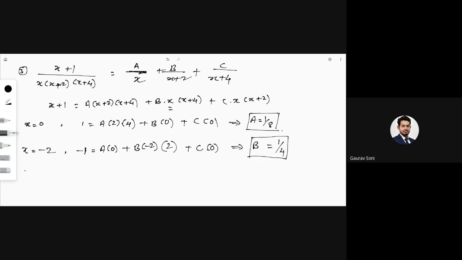The third one, I will have to put x is equal to -4. So -4 plus 1 is -3, which is equal to a into 0 plus b into 0 plus c into -4 plus 2, which is -2. So this gives me c is equal to plus 3 by 8.